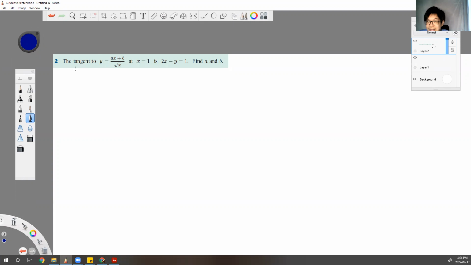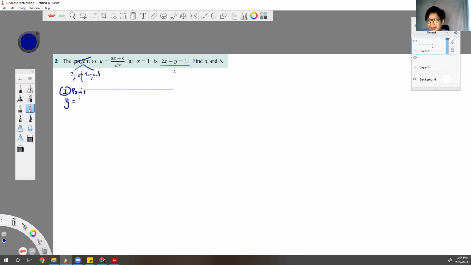Anyway, if I change the question by just one or two words, the equation of tangent to y equals blah blah blah at x equals 1 is 2x minus y equals 1, right? So this will be the equation of tangent. It's supposed to be like this in the complete way. So first thing first, you have x equals 1. So what you need to do is try to find the y. That's the first priority, because the first priority is to find the point, right?